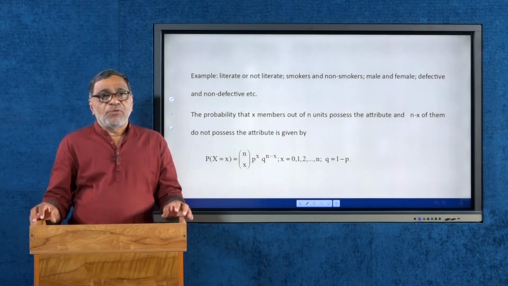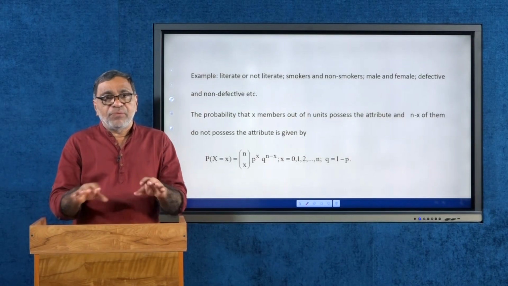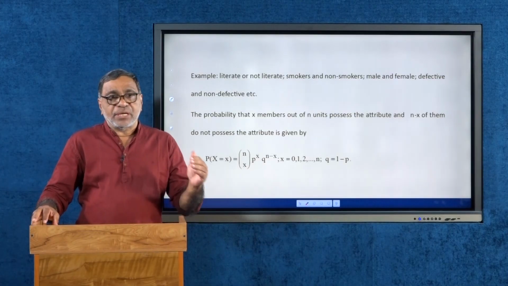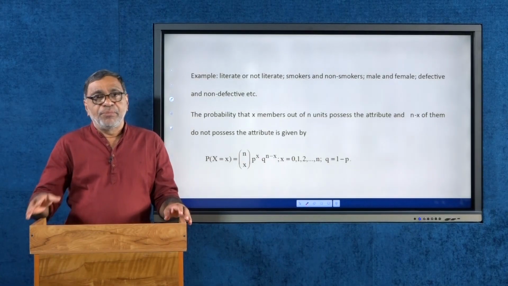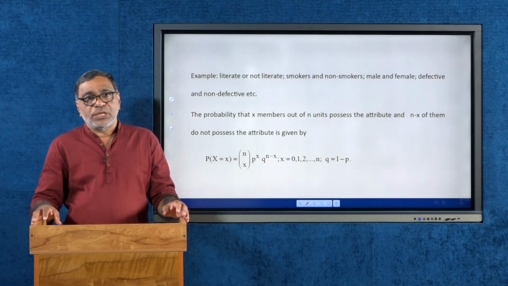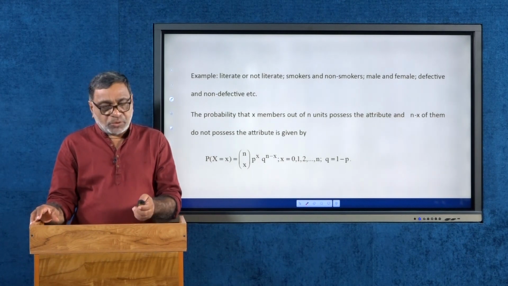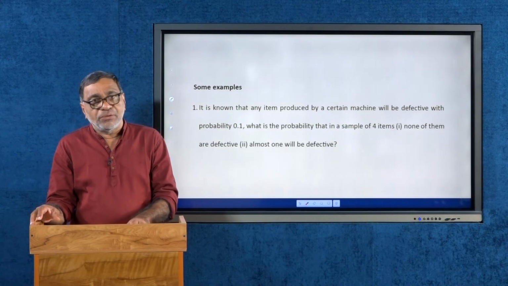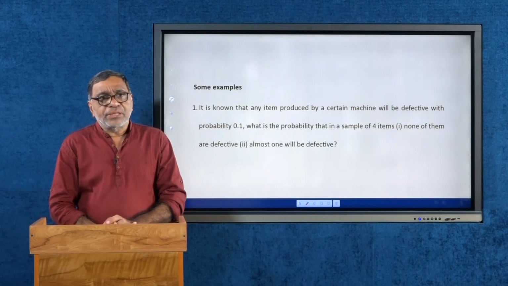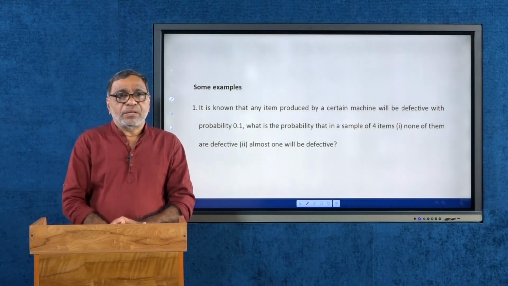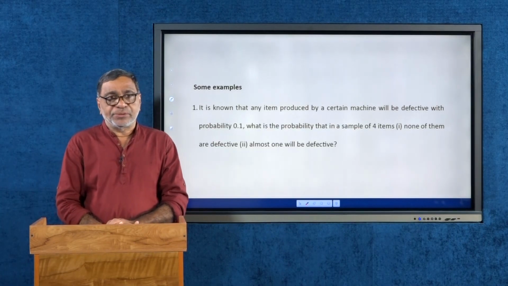So, whenever we have a population, and for that population the events are classified as success or failure, or defective or non-defective, or male or female, or smokers or non-smokers, then we apply the binomial probability to calculate probabilities corresponding to certain events. Now we are giving some examples where we apply binomial distribution for finding probabilities.